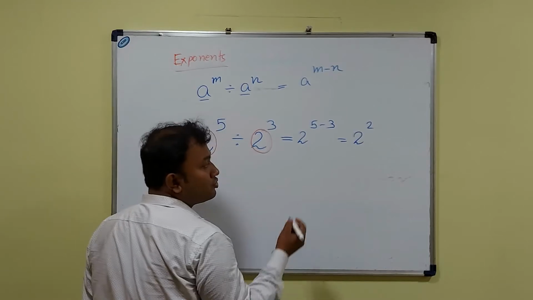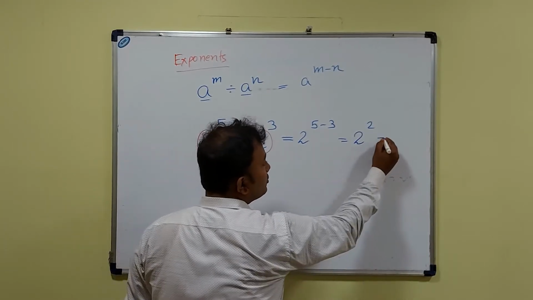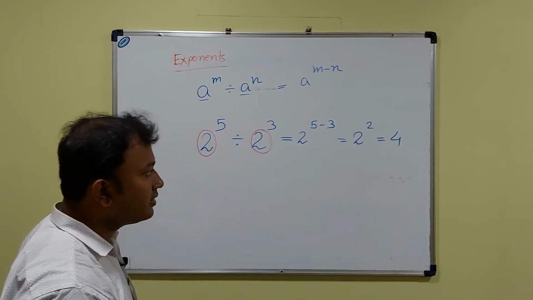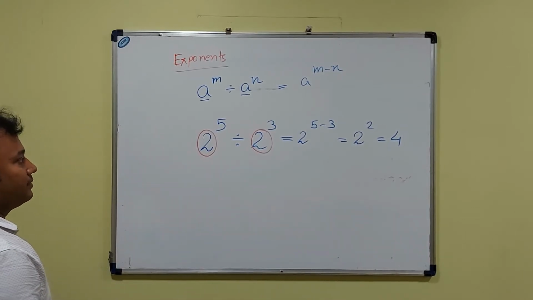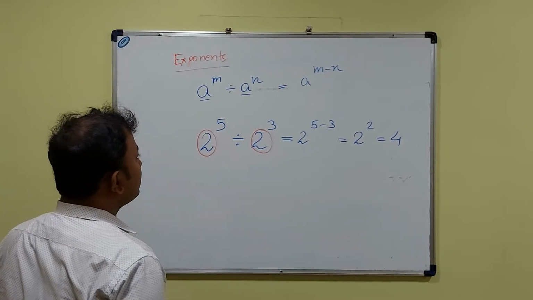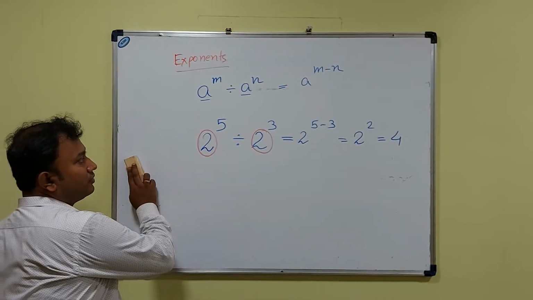So this is 2 square, and 2 square is equal to 4. That means 2 numbers of 2's are multiplied. Understood this one? So let's move to the next law.